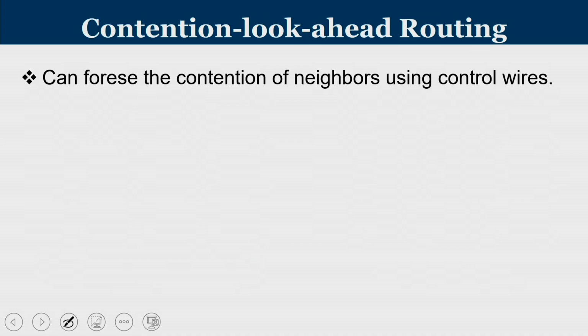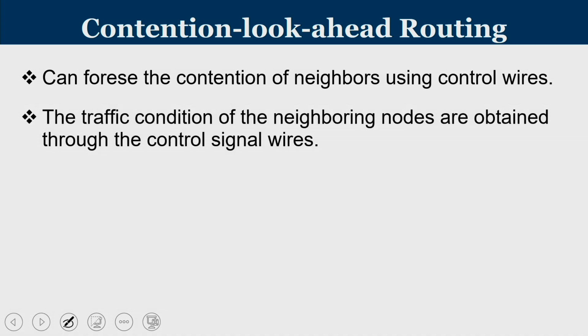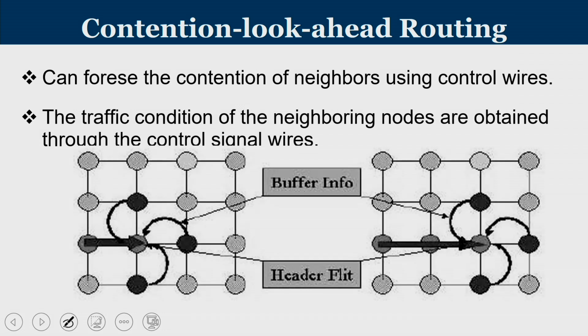And contention look ahead routing means we should be in a position to oversee the contention of neighbors using special wires. The traffic condition of neighboring nodes is obtained through the control signal wires. So think of a case that you have a packet that is here. Now, it is going to come to the next router. In order to go further, through special control wires from all the neighbors, I try to get real traffic updates, and based upon that I move further.